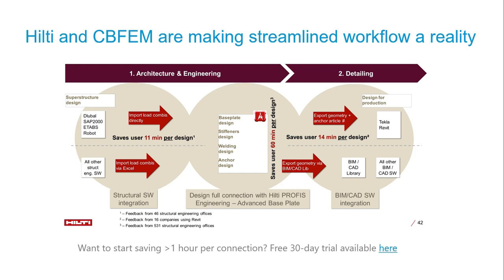Then in the middle, we want to do all design checks in one go. On this one, we did an extensive study. We talked to 531 structural engineering offices around the globe. Including all documentation and all design checks, our customers reported roughly 60 minutes saving by using our software compared to their old method. For us, it's important that I don't just stand here and say 60 minutes. No, we really talked to customers, and that's what they reported. I think that's important. And then the last step is from our software to Revit.